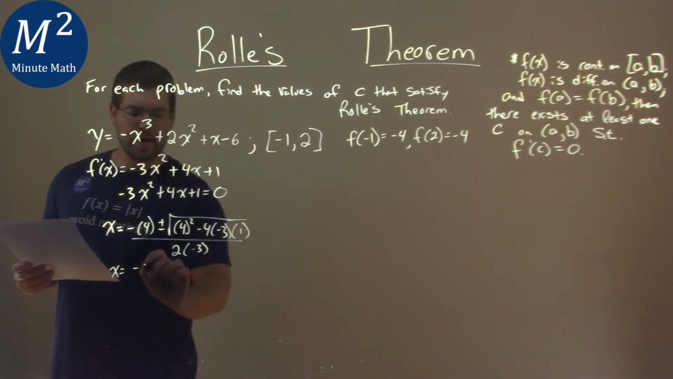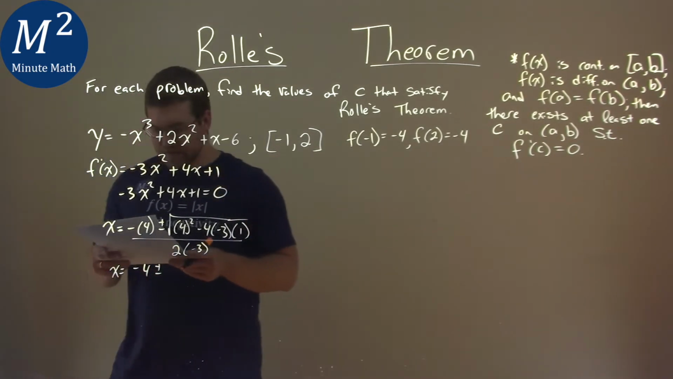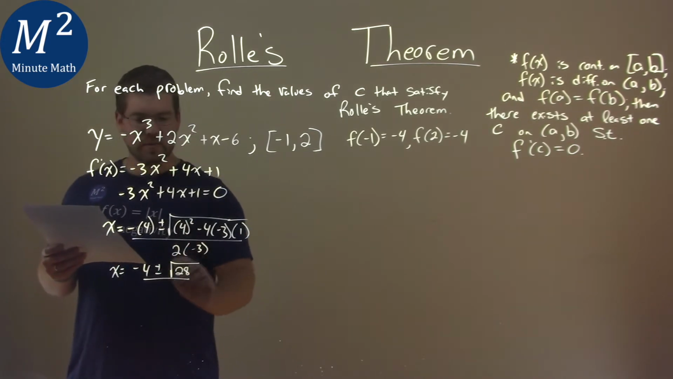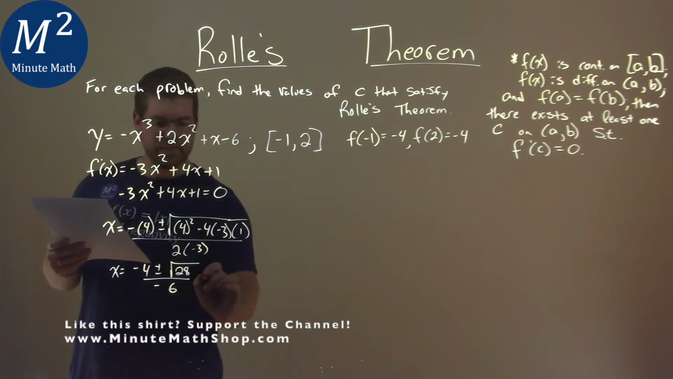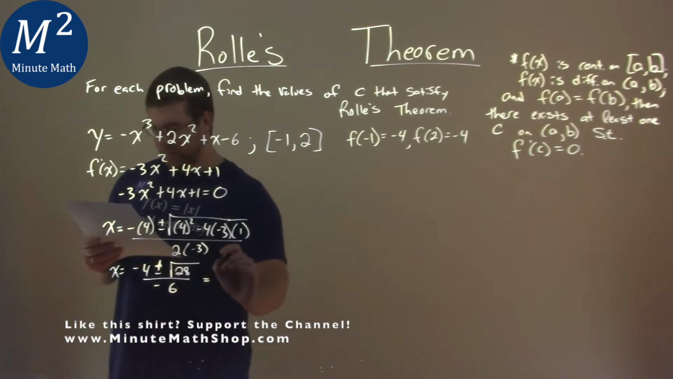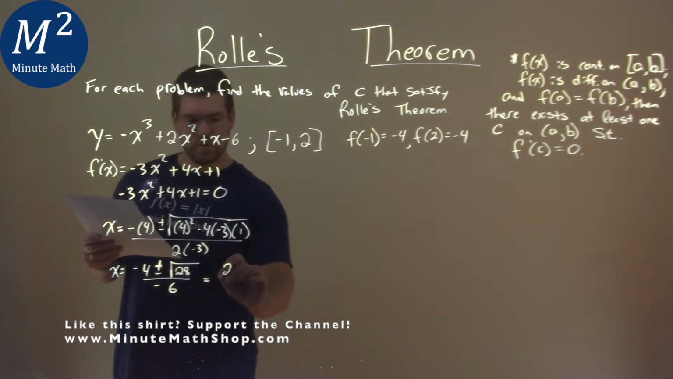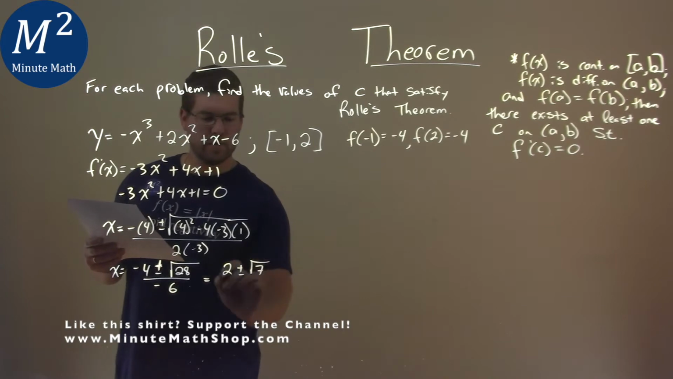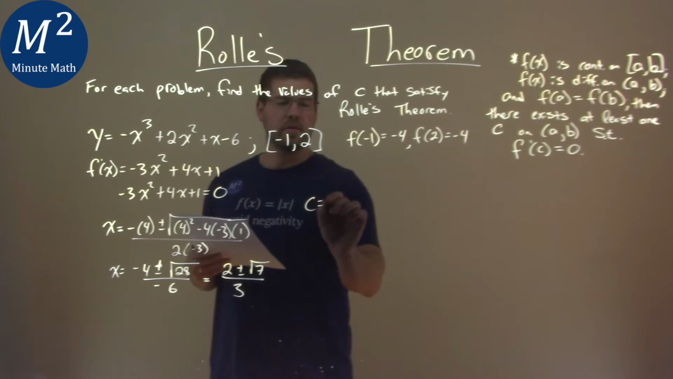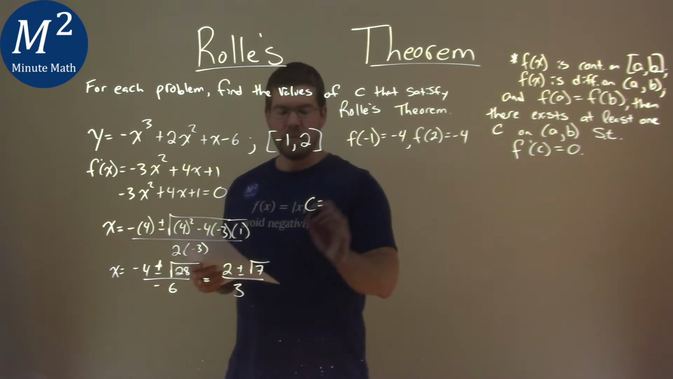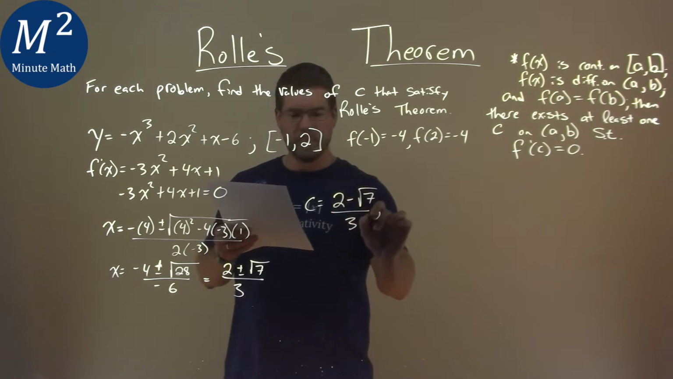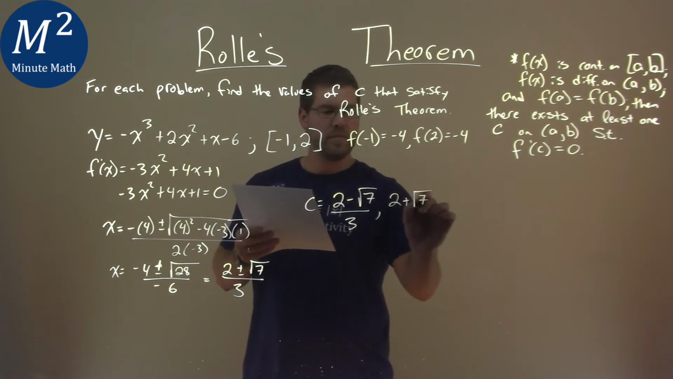This simplifies to negative 4 plus or minus the square root of 28, since the inside comes out to 28, over 2 times negative 3, which is negative 6. This simplifies out to, and hopefully you know how to do this stuff, 2 plus or minus the square root of 7 over 3. And so our two c values here that satisfy Rolle's theorem, we can write them out separately, are 2 minus square root of 7 over 3 and 2 plus square root of 7 over 3.